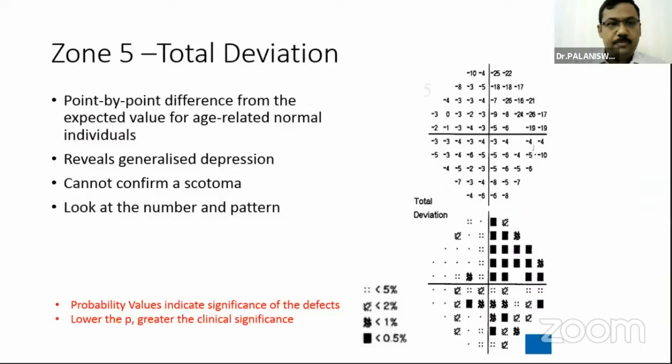Zone 5 and zone 6, that is total deviation and pattern deviation, are the most important graphs of the visual field. In total deviation, there is a point by point difference. That is, the values of the patient are compared with that of the age-related normal. So this reveals a generalized depression. So in this, we need to look at the numerical data as well as the probability chart. The probability values indicate the significance of the defect. Lower the P, greater the clinical significance.